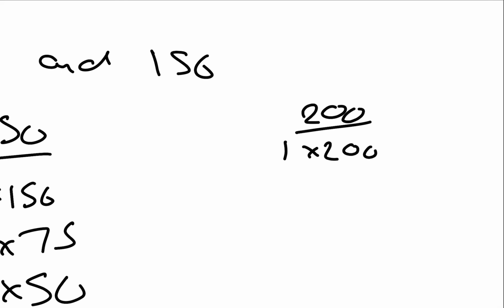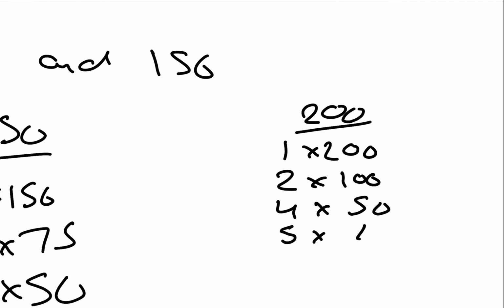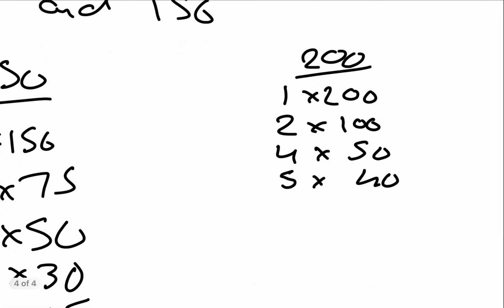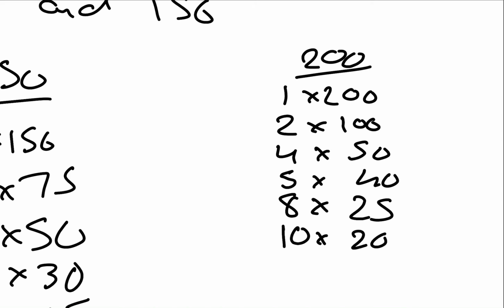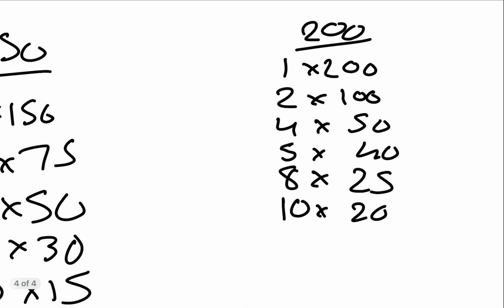1 times 200. 2 times 100. 4 times 50. 5 multiplied by 40. 6 no, 7 no, 8 yes. 8 times 25. 9 no, 10 yes. 11 no, 12 no. 15 no, and I believe that's all of them. Yeah, I think that's all of them.